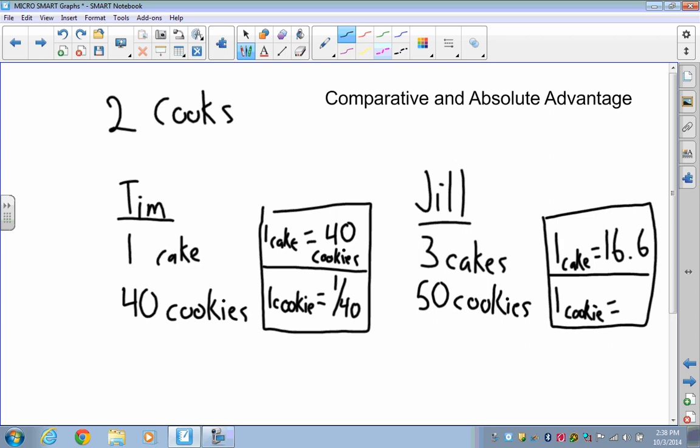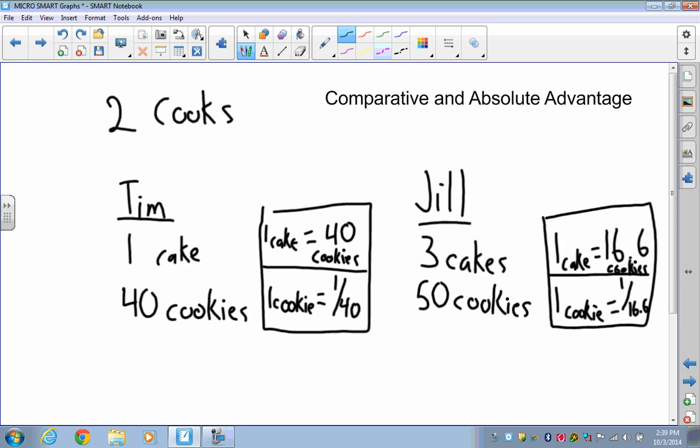You're right. Is that what everyone has? Yeah, because do these break into each other evenly? Okay. So we'll go 1/16.6. That means, let's look at Tim. One cake is 40 cookies. Jill, one cake is 16.6 cookies. Who makes cakes the cheapest? Jill. 16 is less than 40.